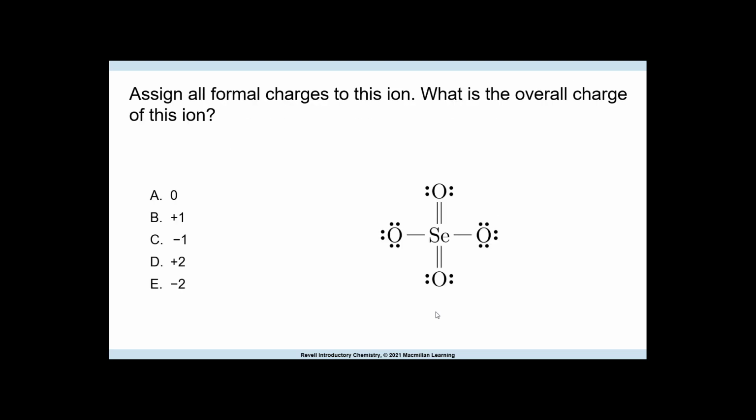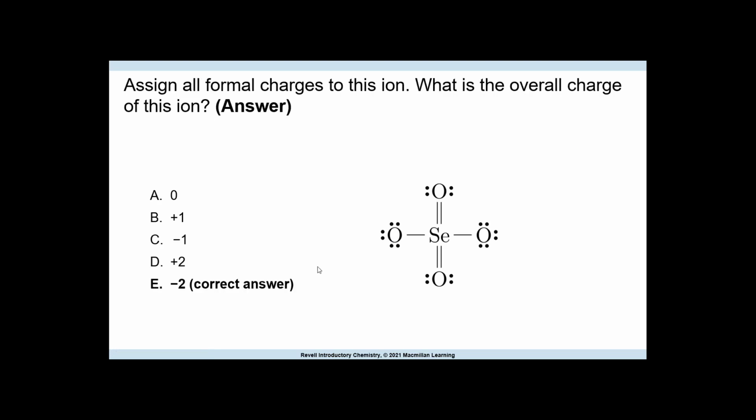Assign all formal charges to this ion. What is the overall charge of this ion? If it has charges, then you add those all up, and that's going to give you the overall charge. Again, I didn't do this one on purpose. If any of these don't make sense to you, we can always work on them.